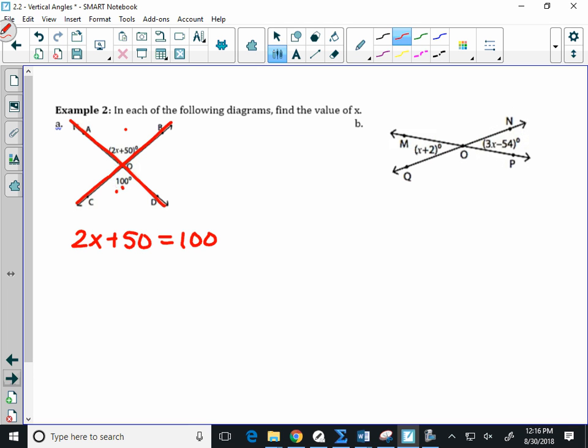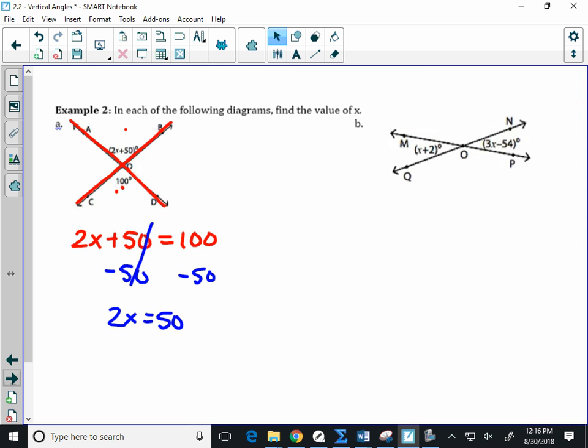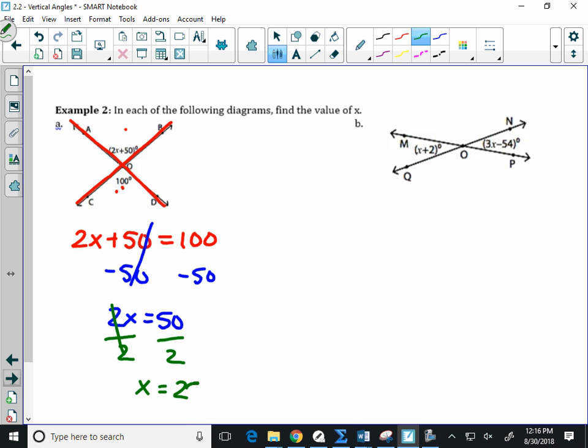Right? And then solve. What's our first step in solving? Yeah, subtract 50 on both sides. To get x by itself, what do we have to do, Zoe? Divide by 2. And x equals 25. Do we have to plug it in or anything? No. It didn't say to. Let's find x. We did.